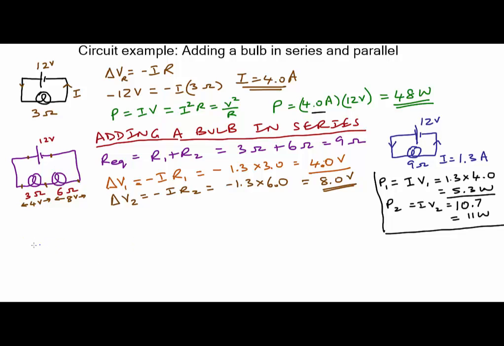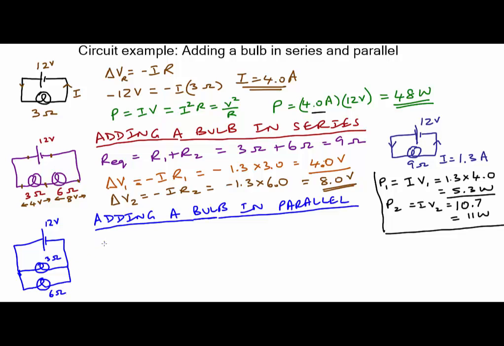Moving on, let's see what happens when we add a bulb in parallel to the first bulb. So now I've got this circuit like this. I've still got the 12 volt battery. I've still got the 3 ohm bulb. And now I want to add another bulb to it in parallel like this, where the two ends are connected by ideal wires, so they have the same potential difference. So let's say I add the same 6 ohm bulb to it.